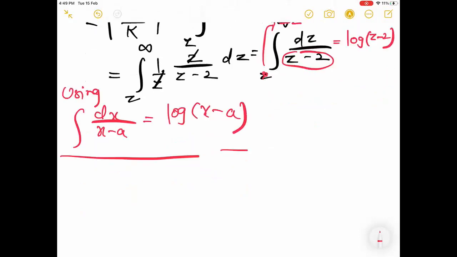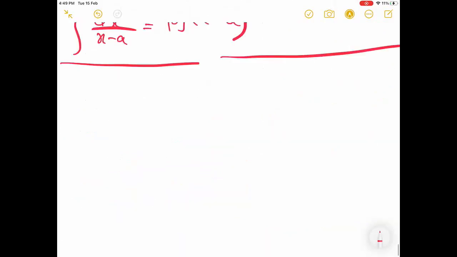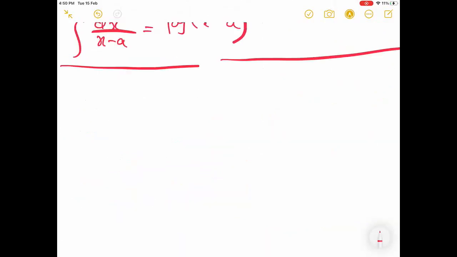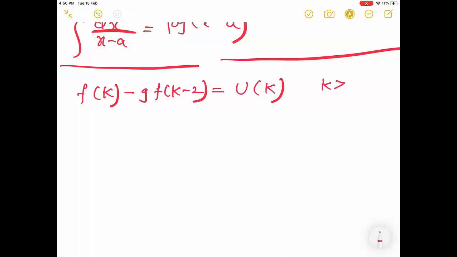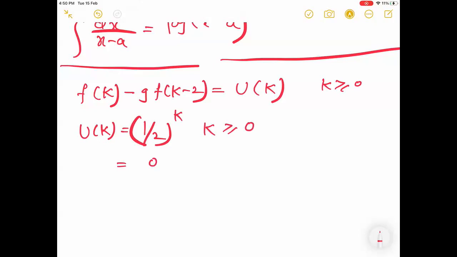Any other? Yes, one more, the last problem. Solve the difference equation: f of k minus 9 f of k minus 2 is equal to u of k, where u of k is equal to 1 by 2 raised to k for k greater than or equal to 0, and it is equal to 0 for k less than 0.